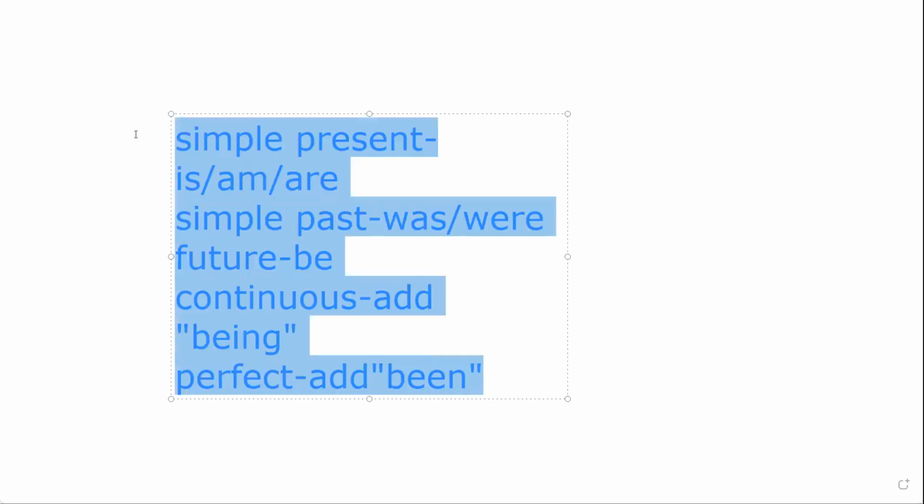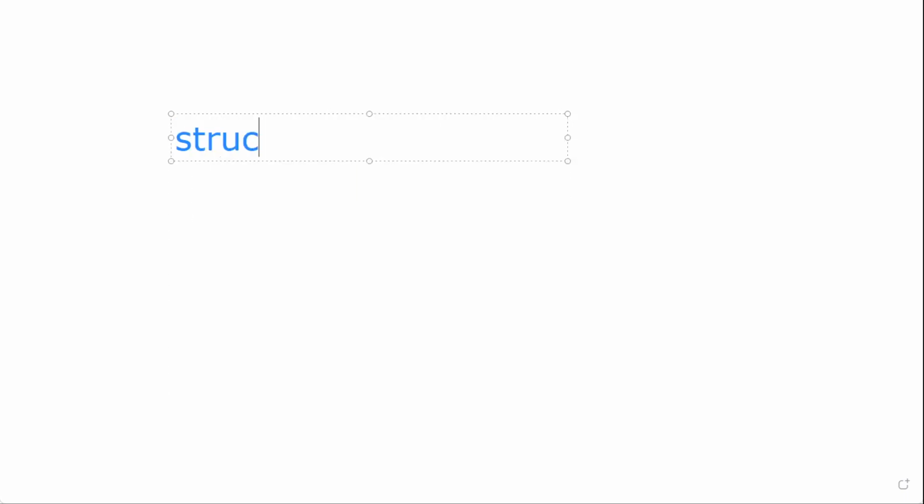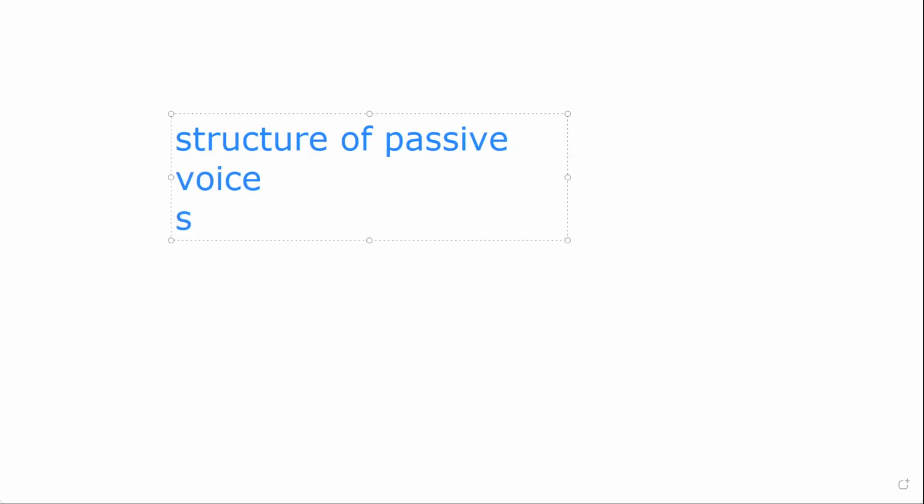Now I'm going to write the structure of passive voice. What is the structure of passive voice? Simple. The object becomes your subject, plus SV, which stands for supporting verb. Supporting verb, auxiliary verb, helping verb, all are synonyms of each other. Then you have to use the extra verb. In which case do you have to put the extra verb?